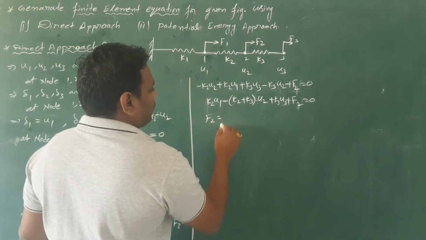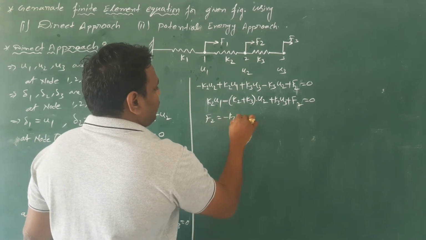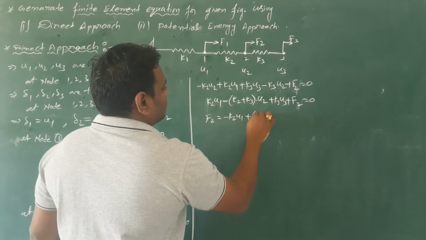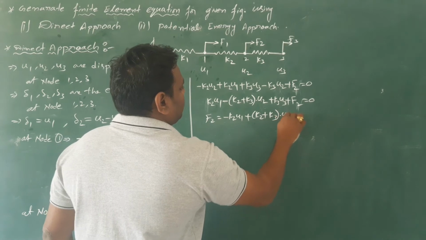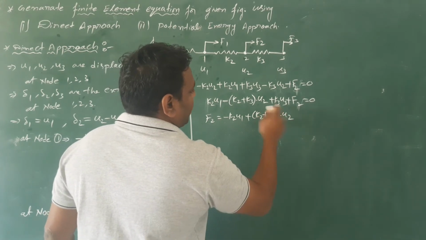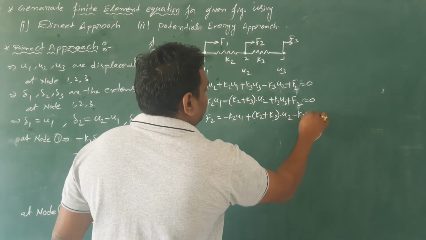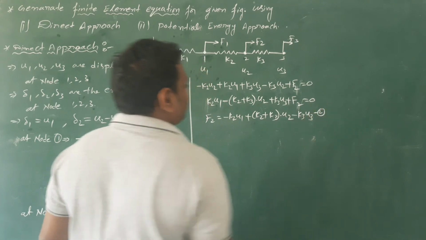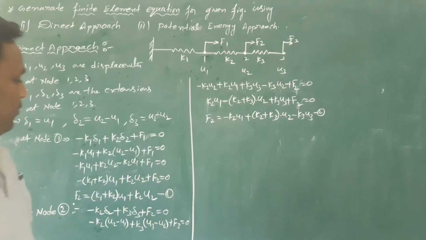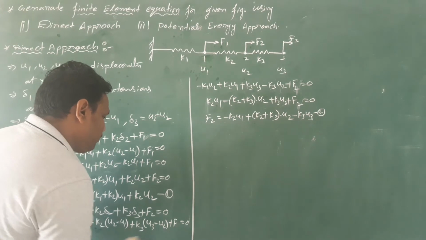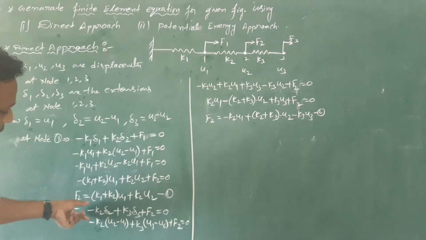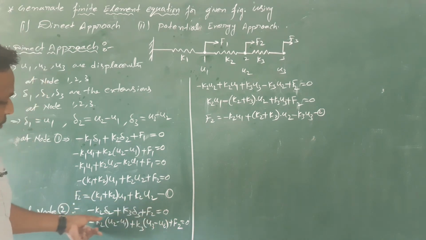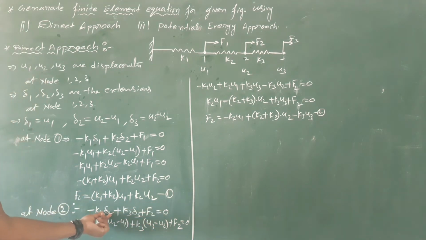F2 is equal to minus K2 U1 plus (K2 plus K3) into U2 minus K3 U3. This is equation number 2. I am just simplifying here, so here also 2. Right after writing this equation, I simplified it by substituting all the displacements.